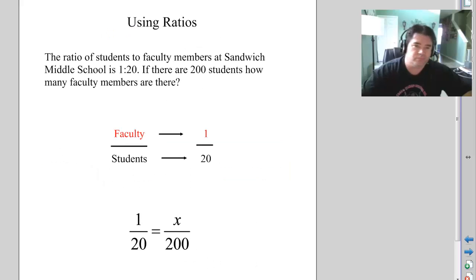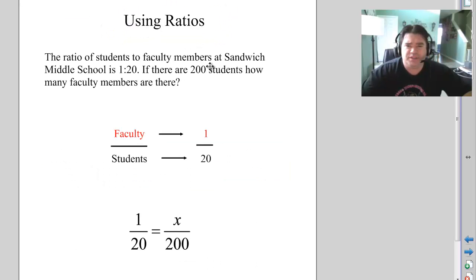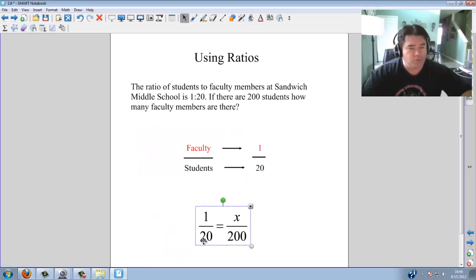Moving on. Using ratios. The ratio of students to faculty members at Sandwich Middle School is about 1:20, give or take. If there are 200 students, how many faculty members are there? So, first thing you want to do is set up your ratio. Now to do this, it really doesn't matter which one's on top or which one's on the bottom, but for this case I put faculty on top and students on the bottom. Now I knew it was a 1:20 ratio, so notice here I have 1/20, meaning one faculty for 20 students.